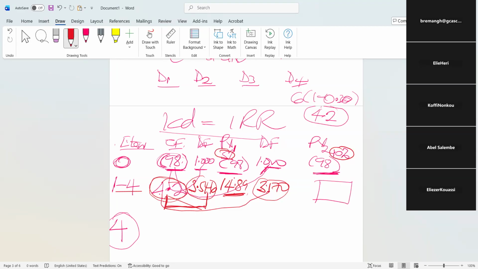Seven. 4.2 times 3.170. Please, all of you have to get yourself involved. Some people will have calculators. Calculate it also and check. Right? 13.31. Okay, that's fine. Then now we come to the 4th year.